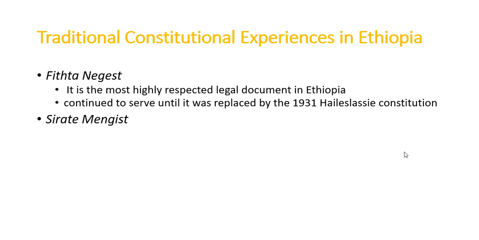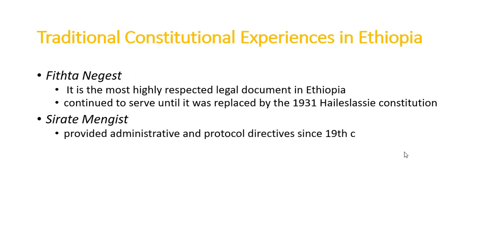Serate Mengist has provided administrative and protocol direction since the 19th century. So this document, as a body of doctrine, set out the laws through which the society was governed. And in this regard, until the early 1930s, the Ethiopian Empire was based on tradition and customary political and legal premises. Generally, the traditional constitutional experience was characterized by the dominance of myth and legend.